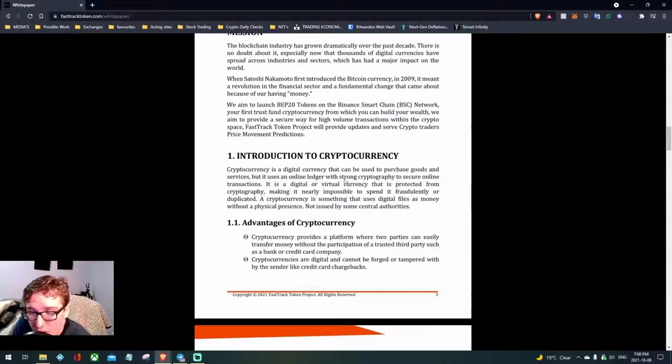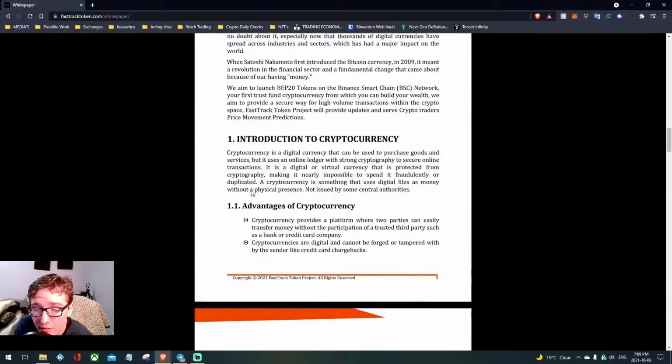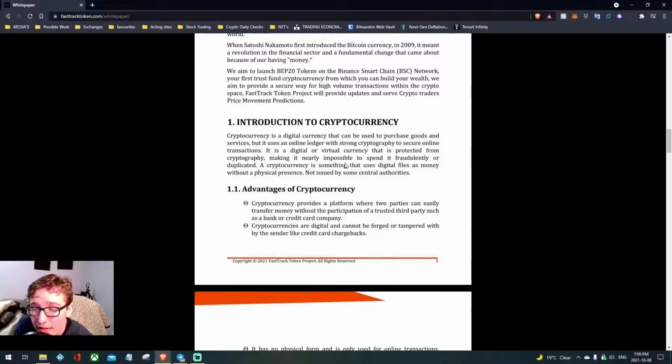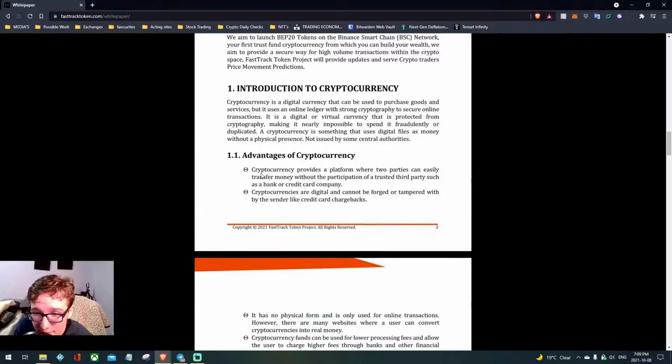Cryptocurrency is a digital currency that can be used to purchase goods and services, but it uses an online ledger with strong cryptography to secure online transactions. It is a digital or virtual currency that is protected by cryptography, making it nearly impossible to spend fraudulently or duplicate. A cryptocurrency is something that uses digital files as money without a physical presence, not issued by any central authority.